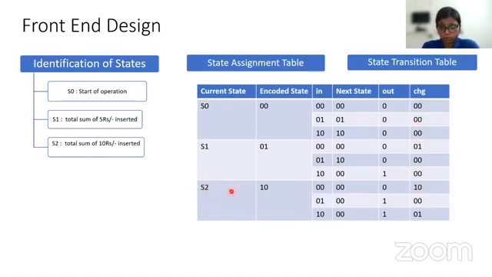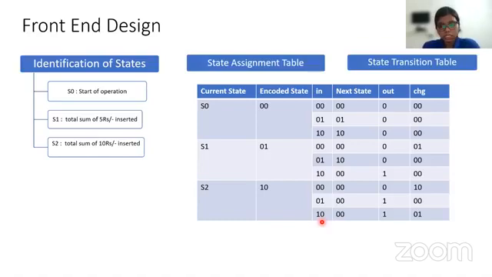And at S2, if we are inserting a 5 rupees coin, then what would happen? Now the total sum becomes 15. This is 15, so we'll be having my product dispensed, no change, and the machine will go to the start of the operation. And what if we are inserting a 10 rupees coin? The machine already had 10 rupees, and we are inserting a 10 rupees coin. So now the total sum is 20.